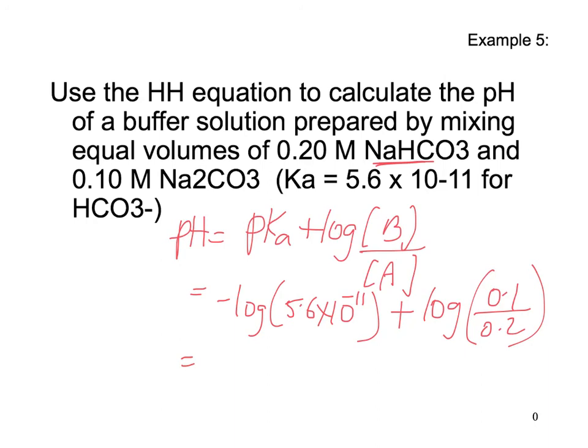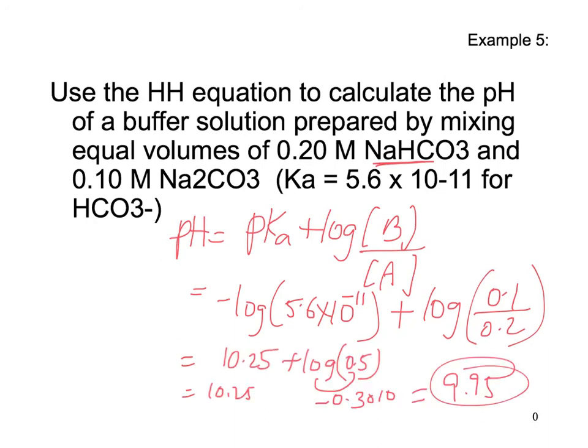So just plug in the numbers, and when you plug in the values, this part comes out to be 10.25, and log of 0.1 over 0.2 is nothing but log of a half, so that comes out to be negative 0.3010, and when you plug in all the numbers, your final answer comes out to be 9.95 as the overall pH for the solution.